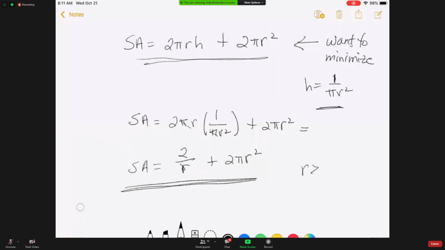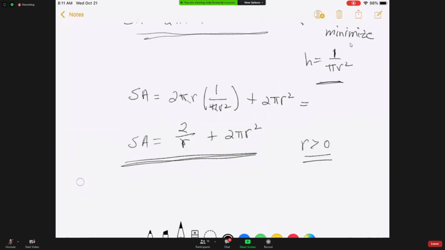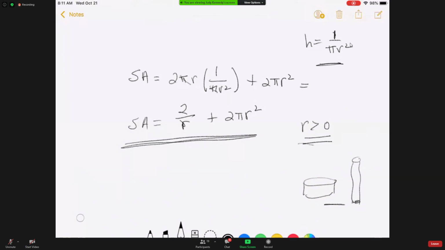All we need to do is figure out what r makes sense. Certainly, you want r to be greater than 0, but I don't see any other constraints. You want this can to have the smallest surface area, but you can make it real tall and skinny like that, or you can make it real short and fat like that. The question is, how should we pick this r so that the surface area is the smallest? All right, so r has to be greater than 0.